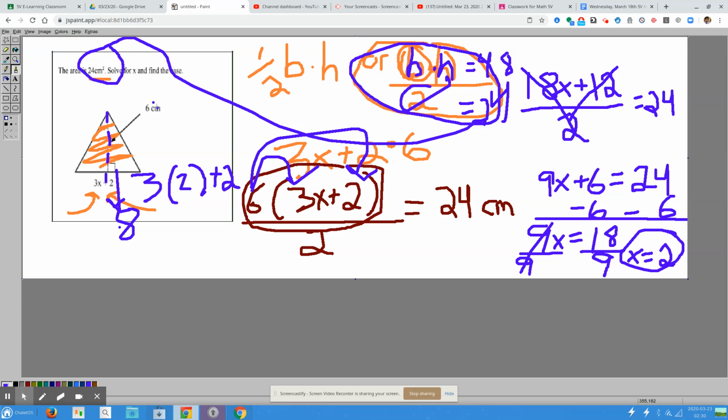This is how we use algebra to solve for an unknown dimension when given a figure with an unknown dimension.